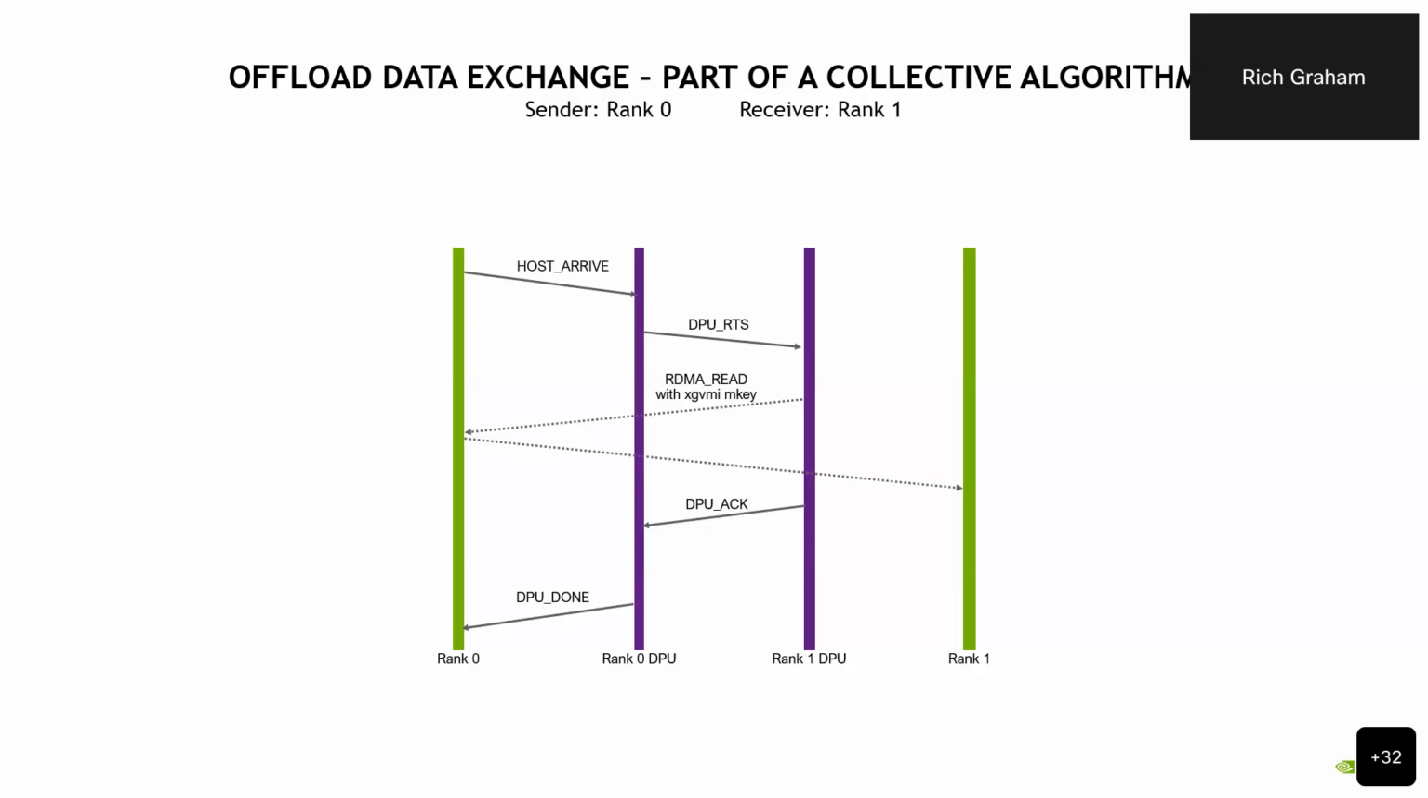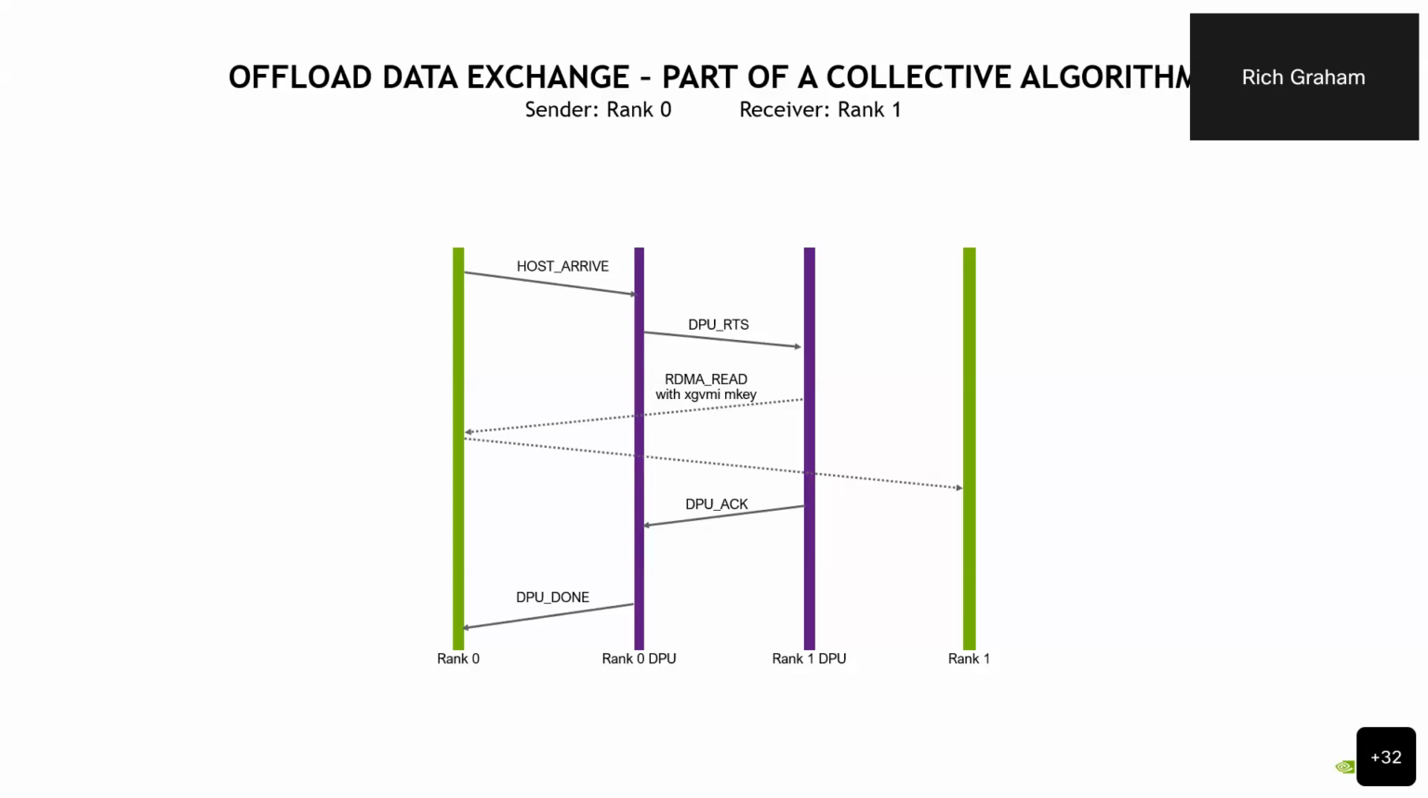So in this case we're trying to do a rendezvous-like protocol, and so DPU 0, the element that corresponds to rank 0 on the DPU, will send a message to the appropriate service process on rank 1, telling it here's where the data is coming from. So it'll give it the memory key that corresponds to the data in the memory of rank 0. So rank 0 will tell rank 1, here's my memory key. Please deliver the data to rank 1.